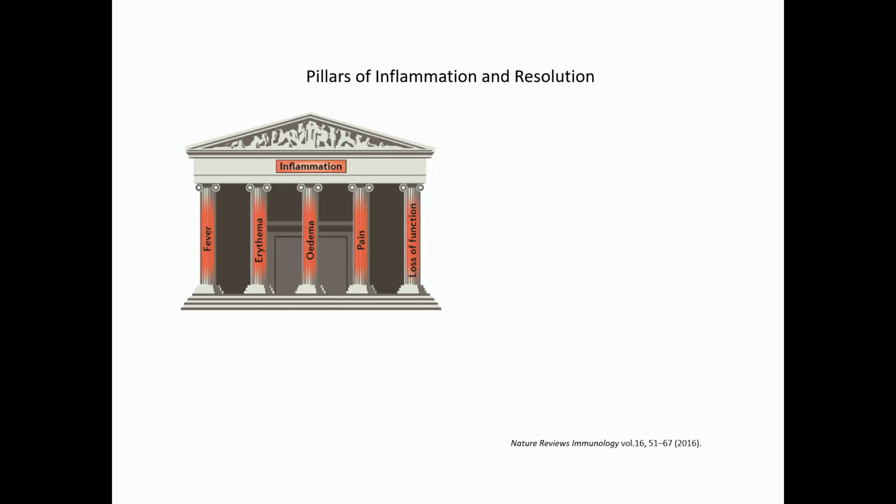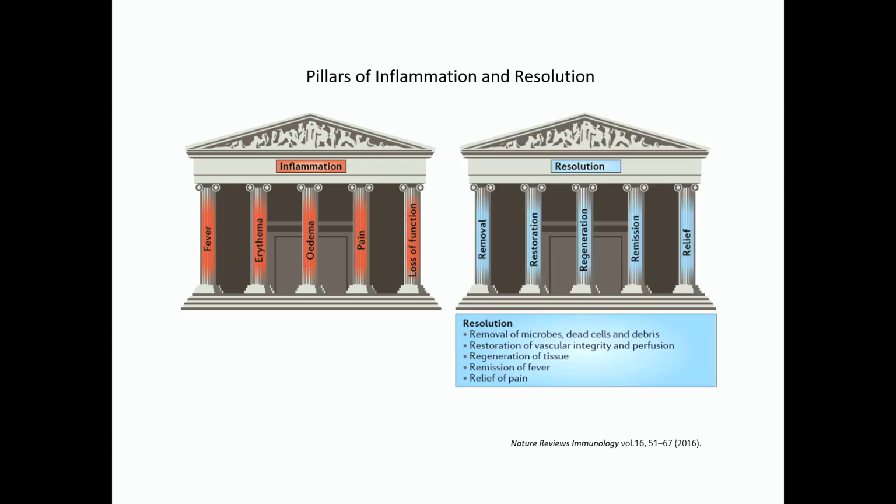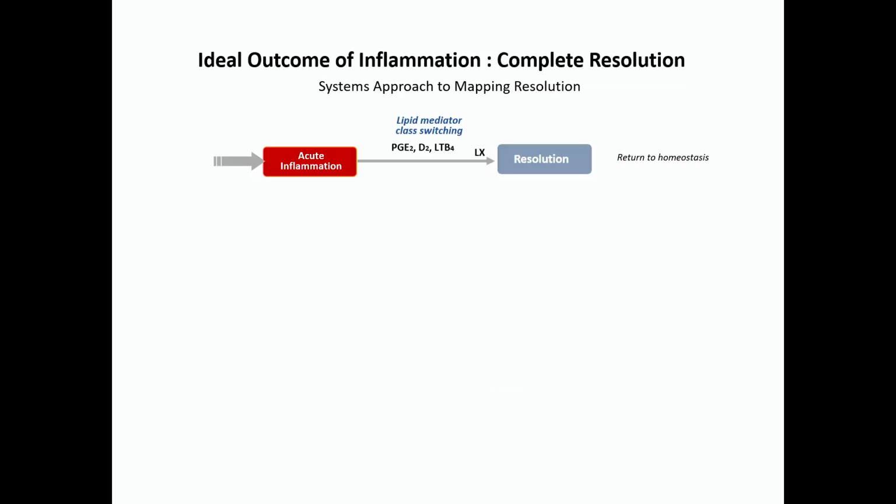So briefly, we've come very accustomed to understanding the pillars of inflammation: fever, erythema, edema, pain, and as Virchow said, loss of function if we don't intervene fast enough. Turns out that there are pillars of resolution as well, which are summarized here by the R letter: removal of microbes, dead cells, and debris, restoration of vascular integrity and perfusion, regeneration of tissue, remission of fever, and relief of pain. And so resolution is now well appreciated to be an active process, not just the passive removal of pro-inflammatory factors.